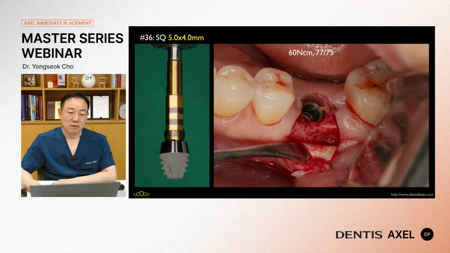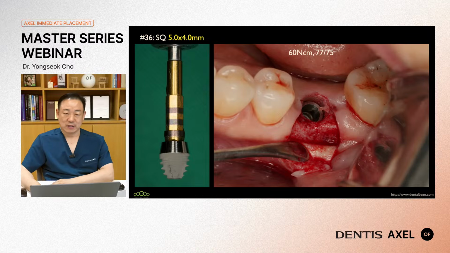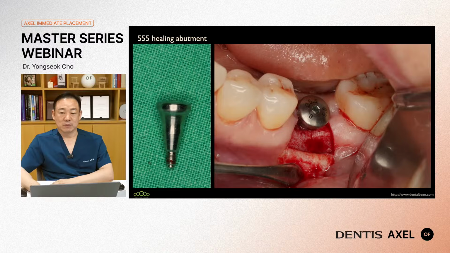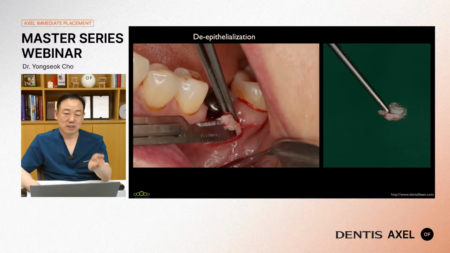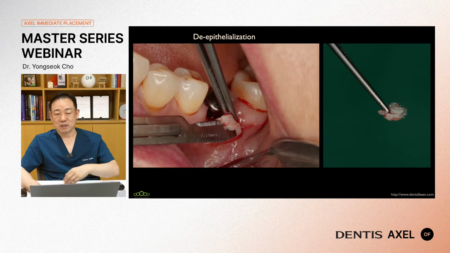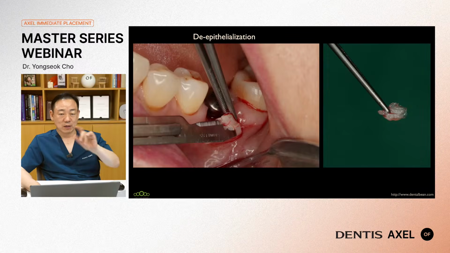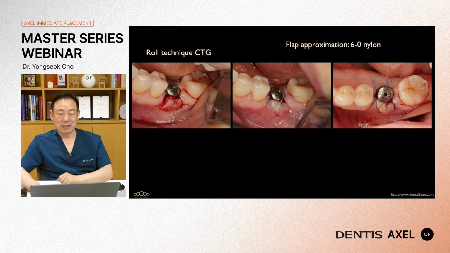and here a 5 by 4 millimeter extra short implant was placed. Okay, I can get strong primary stability and connected the healing abutment. And I tried a very simple roll technique, CTG. The epithelialized extra tissue which occupied the space of the healing abutment, I rolled toward the buccal flap and increased the volume of buccal tissue.